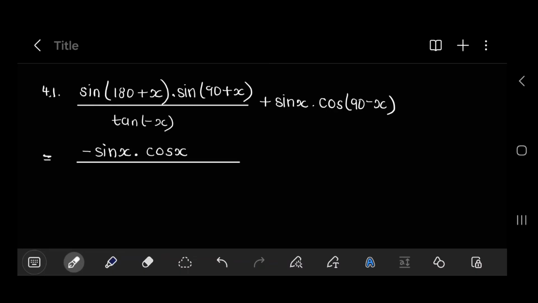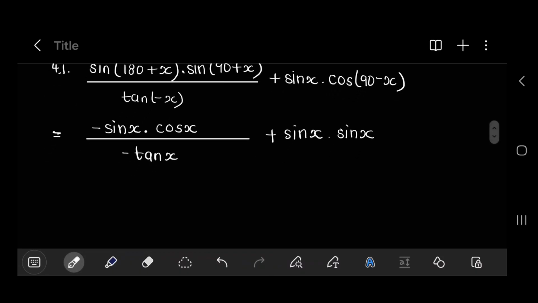In the denominator, we've got tan of a negative angle, which is minus tan of that angle. Next to that, we've got plus sine x. And then we have cos of 90 minus x. 90 minus is in the first quadrant where all our trig ratios are positive. However, 90 minus changes cos into sine. So that becomes sine x.